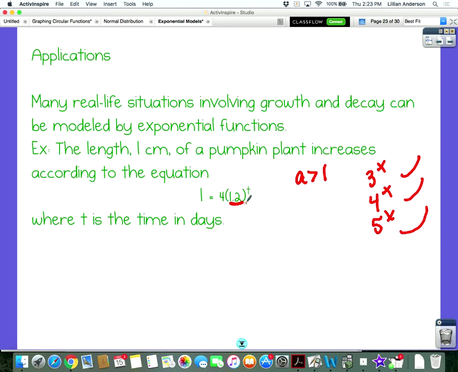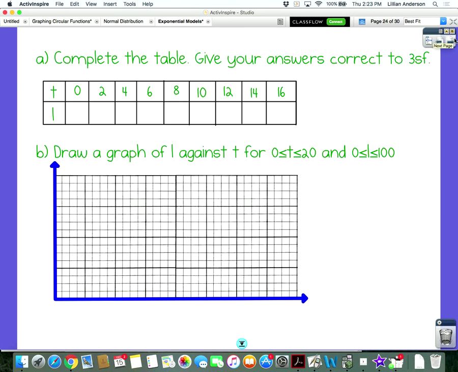What I want you to do is take this equation and find its length at different days. You have the initial day, day 2, day 4, day 6, day 8. I want you to complete this table, just like we did the water lily example the other day, and then graph your data, just like we did the water lily example.